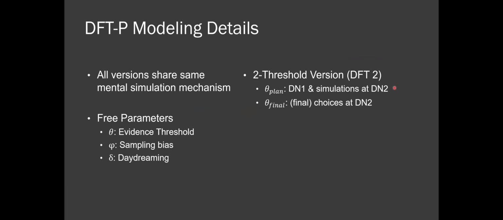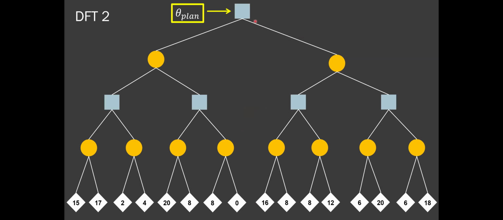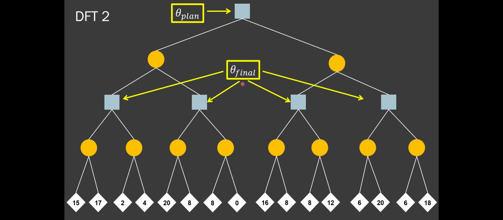And then critically, we have versions of the model that use two different threshold parameters, one for planning ahead and another for making a final choice. The idea is that when you're at the top of the tree and you have all this information you need to process, you might set a relatively low threshold and only engage in a handful of simulations. That might also be the threshold you use when you're simulating your future choice. You just run a quick and dirty simulation of what will happen here. But then after you make your first choice and you end up at one of these final decision nodes, you might raise your threshold, engage in more simulations, and make a more careful and more rational decision.